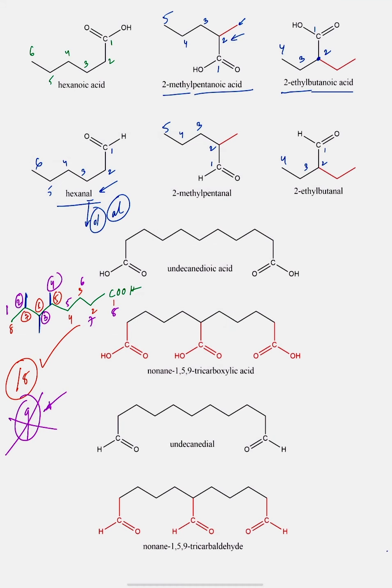The red numbering is the right way, because even if you violate the lowest sum rule, the rule overriding that rule is that the carbonyl carbon in case of acids and aldehydes should always get the number 1. It should always get the number 1. Okay.